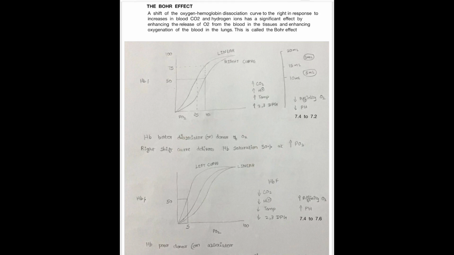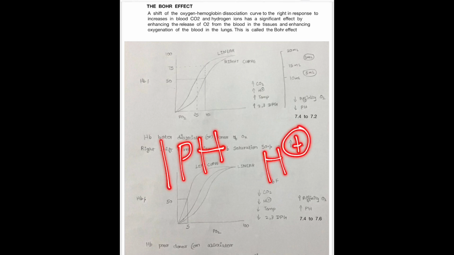So let us discuss the pH. Always know that pH is inversely proportional to the hydrogen ion. Whenever the pH increases, the hydrogen ion decreases. This hydrogen ion, what does this hydrogen ion do?